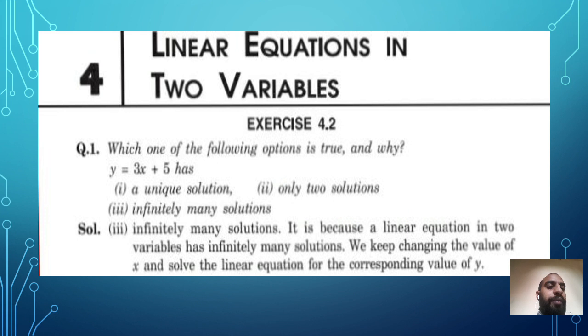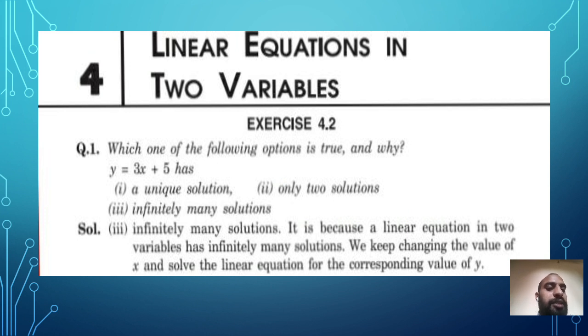So let's move toward your very first question of 4.2. Which one of the following options is true and why? The question is: y equals 3x plus 5 has how many solutions? First, it is having a unique solution. Unique means only one solution. Second, only two, that means only two values as the answer. And third is infinitely many solutions.